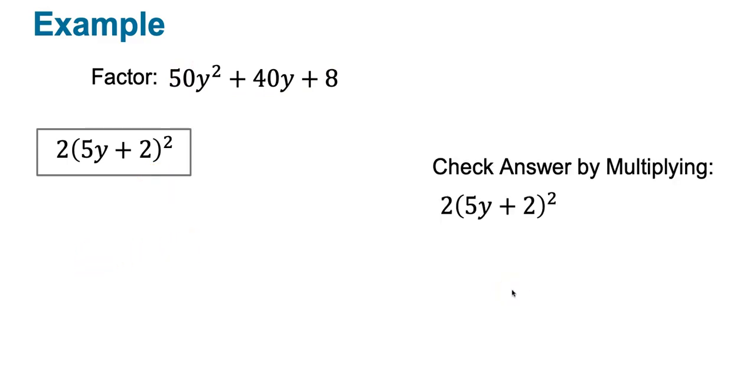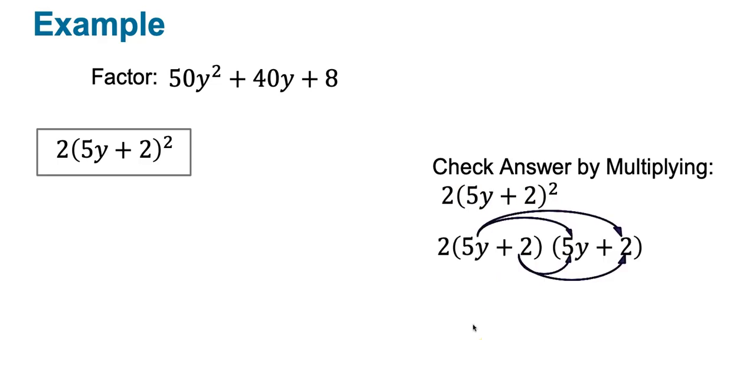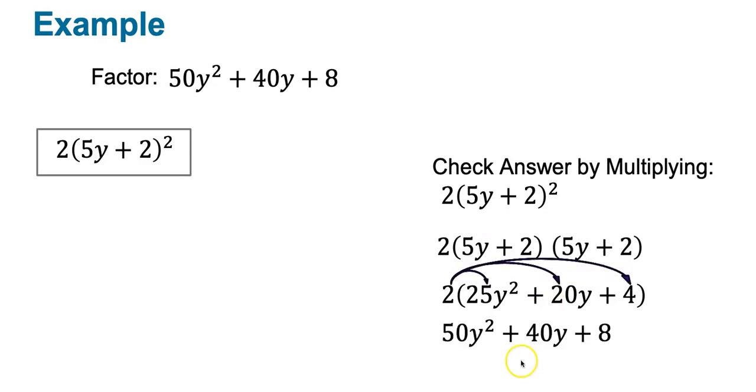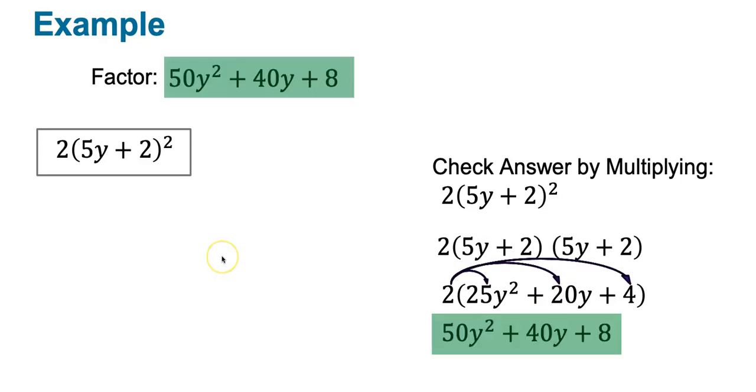As always, we should check our answer by multiplying. To multiply this, first you have to remember to use the definition of exponents and write as repeated multiplication. Next, we use the full procedure to get this. Finally, we distribute the 2 to get this. Does that equal our original polynomial? Yes. Therefore, our factorization is correct.